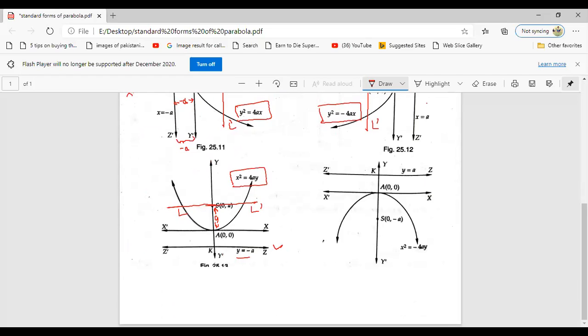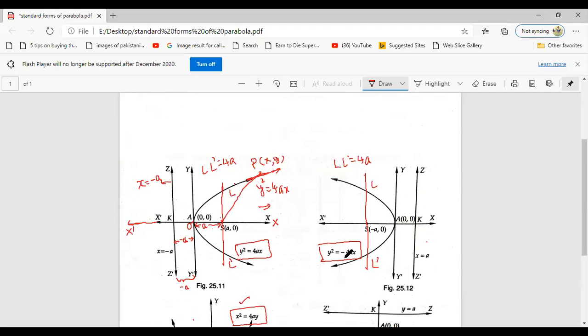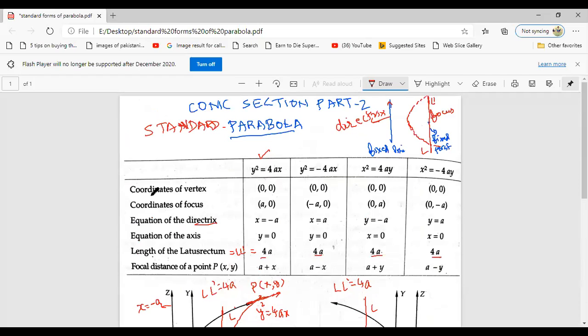So the equation of the parabola will be x square equal to 4ay. It is on the y-axis, opens up, and it is also on the y-axis, opens down. So its equation will be x square equal to minus 4ay, and focus will be 0, minus a, and the equation of directrix is this one. So you can refer to this table to do the questions. It's very, very important to remember it. And if you remember the diagram, you can remember everything.